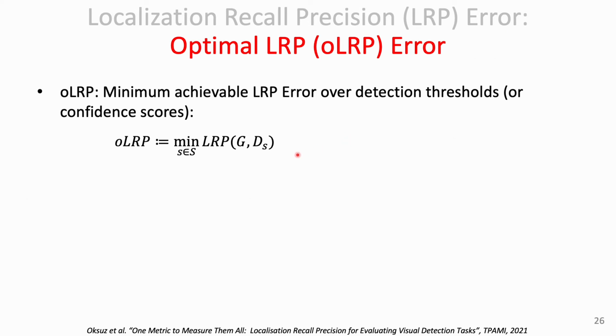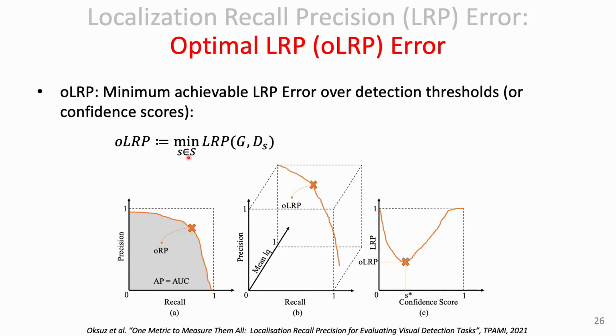We can easily formulate this optimal LRP error as the smallest of LRP values that can be obtained with different thresholds on the confidence score. If we disregard localization on the precision recall curve, this would correspond to an optimal precision recall value, which is this point, the point closest to 1, 1 on this curve. However, in LRP we have three axes: precision, recall, and localization. And optimal LRP is the point on this curve that is closest to 1, 1, 1.